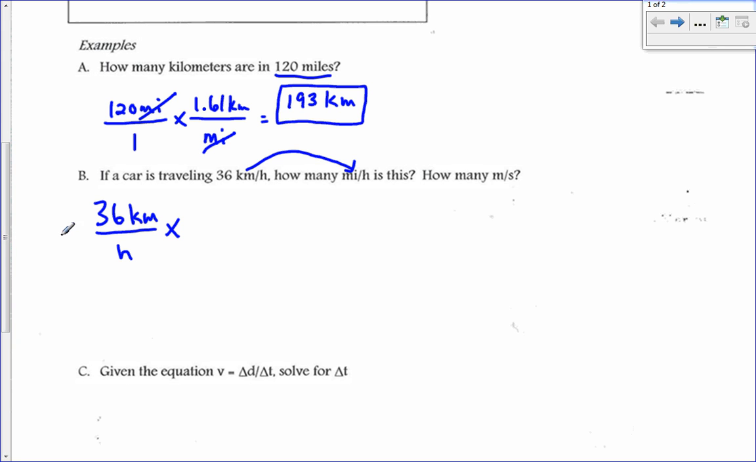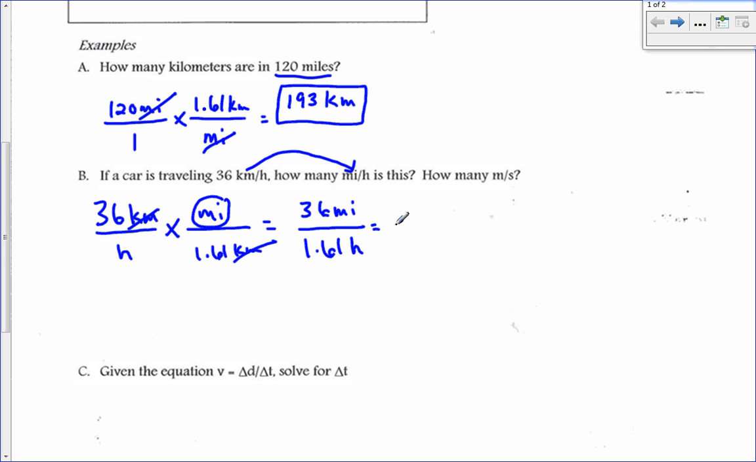So again, we're going to use the equality 1.61 kilometers per mile, but this time we want miles and we want to get rid of kilometers. So we put 1 mile in the numerator and 1.61 kilometers in the denominator. Kilometers cancels. We keep miles. So we're going to multiply across the top here. 36 times 1 mile is 36 miles. 1 hour times 1.61 is 1.61 hours.